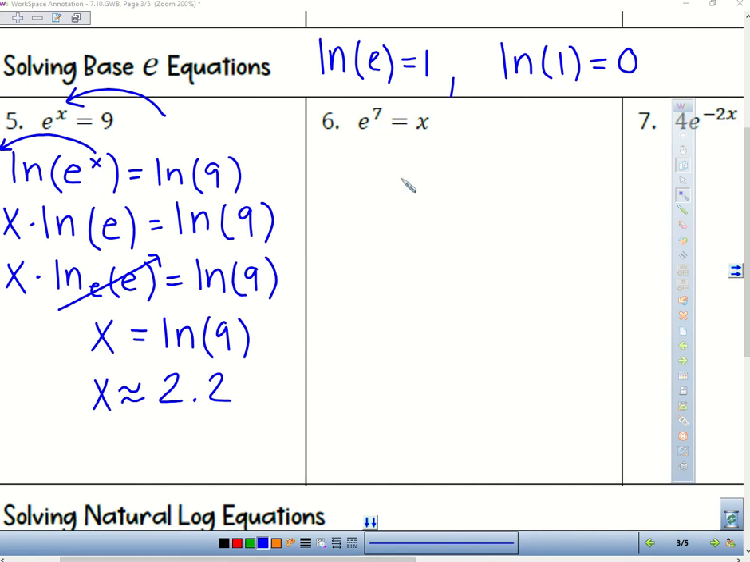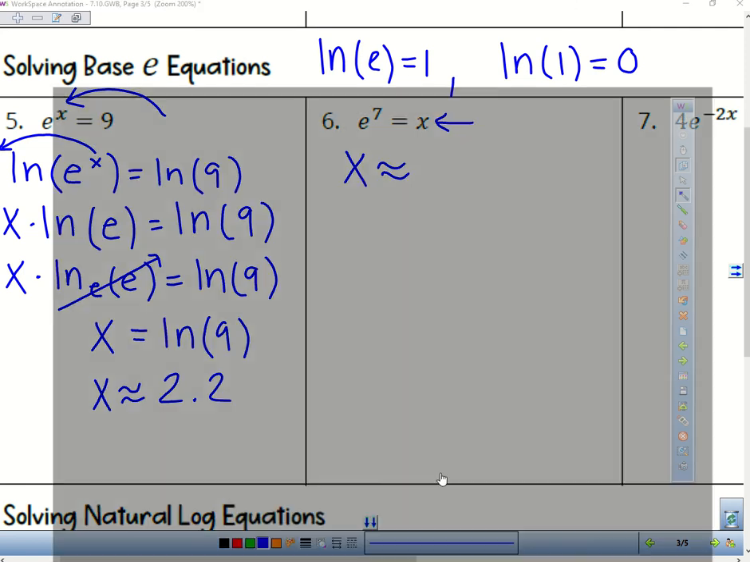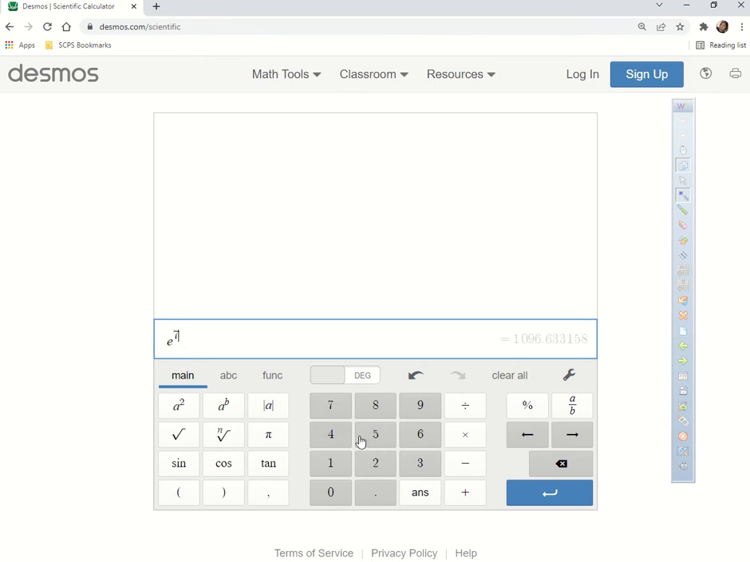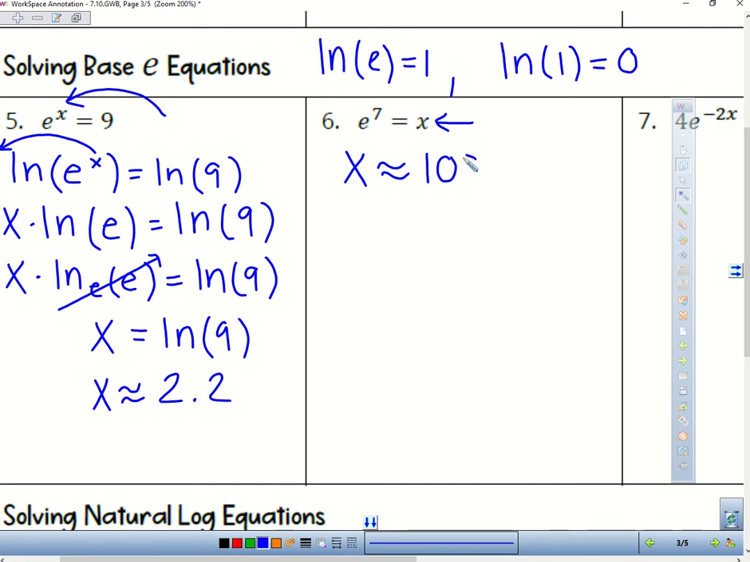So this one's pretty straightforward. Am I solving for any exponent here? Is this an exponent? No. So all I have to do is put e to the 7 into the calculator on this one. So I go e to the 7th, and that just comes out to be 1096.6. Okay?